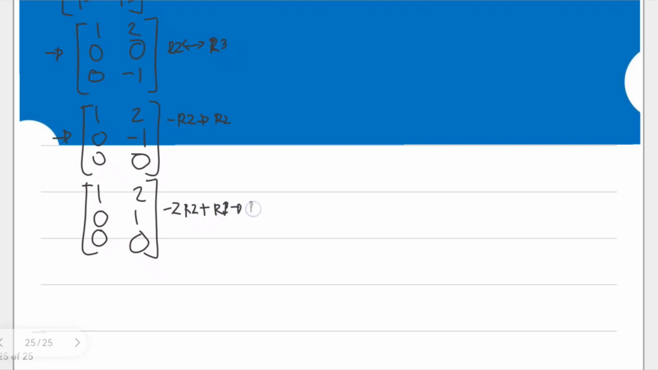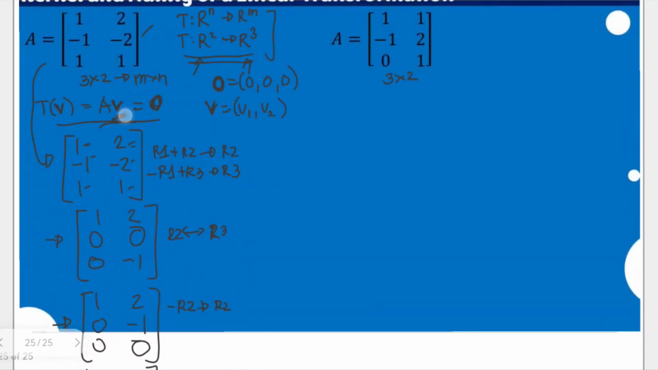For a new row 1, we will come up with 1, 0, 0 here, 0, 1. -2 times 1 is -2 plus 2, 0. This is now in its reduced row echelon form. Okay? From here, let's now multiply the vector v and equate it to the zero vector.